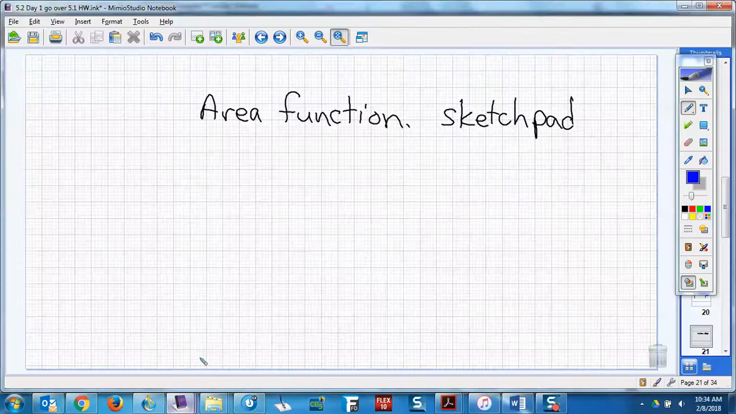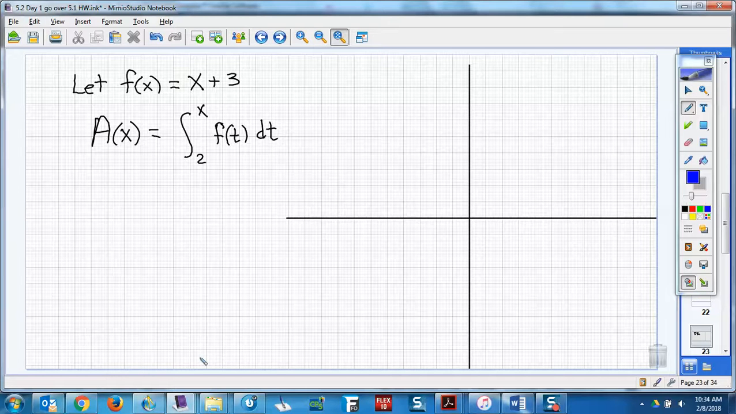All right, so let's take a look at what one problem on your homework is going to look like. It'll be a pretty short homework assignment tonight. There's one problem, number 2, that's going to look just like what we're about to do here. Okay, and then there's 3 through 11. On 3 through 11, they're going to give you a little f graph, and then they're going to ask you questions about big A, the area function.